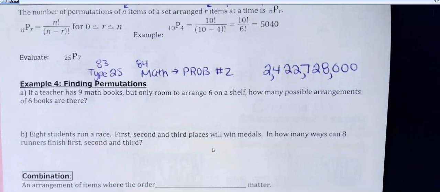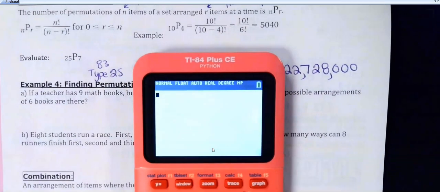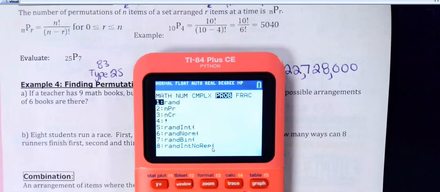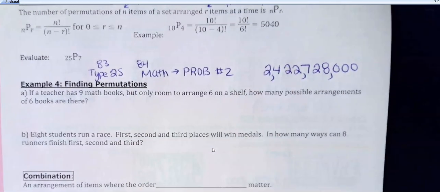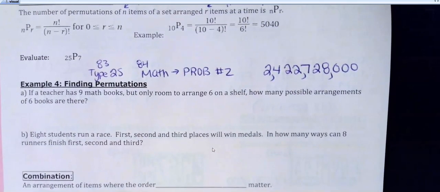Okay, so the only thing that would be different, I would just type the number 25, and then do that math probability number 2, and then you would type the 7 after it, and it should give you that same thing. That's the only difference. If you have an 84, it'll just automatically pull that up for you. Really good. Is anybody else having trouble with their calculator? I'll come look at it in 1 second. See if you guys can try this one.